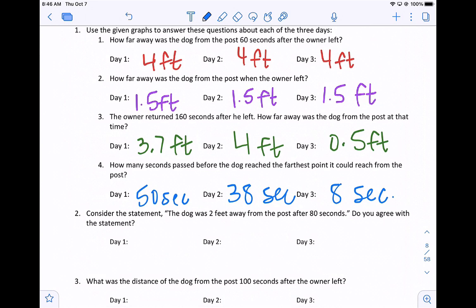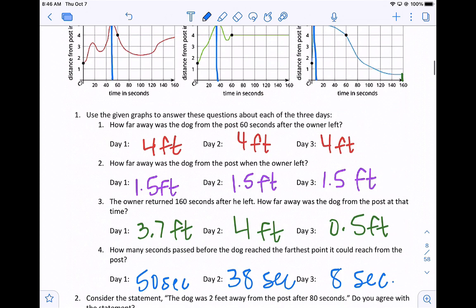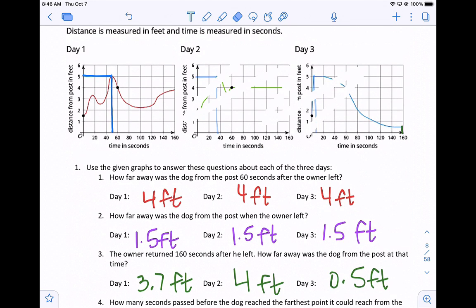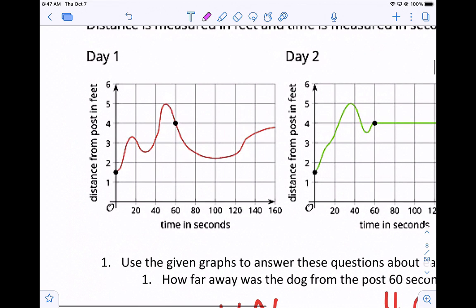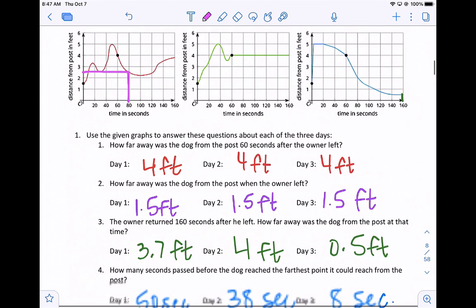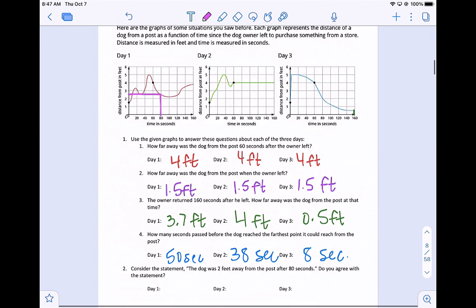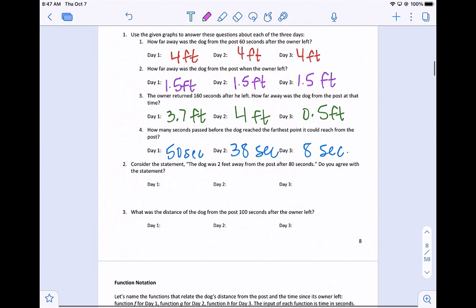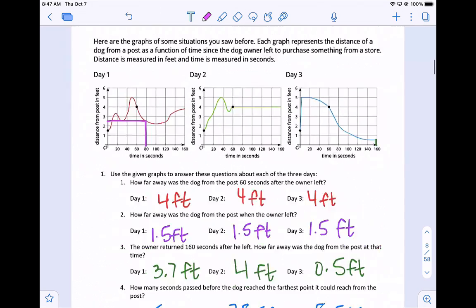Consider the statement, the dog was 2 feet away from the post after 80 seconds. Do you agree with the statement? Okay, so the dog was 2 feet away after 80 seconds. Let's use pink. Okay, so let's go to 80 seconds. He was further than 2 feet away. So we could say yes, greater than 2 feet for the first one. If we had to estimate, maybe like 2.5 feet away.